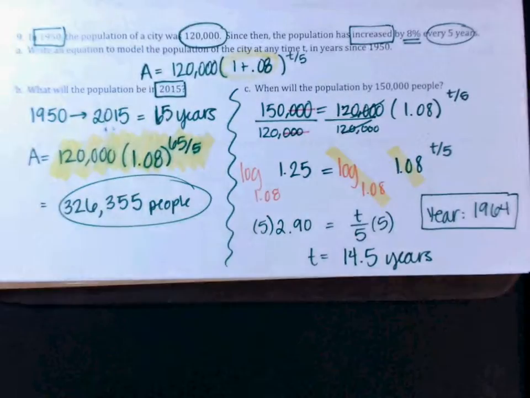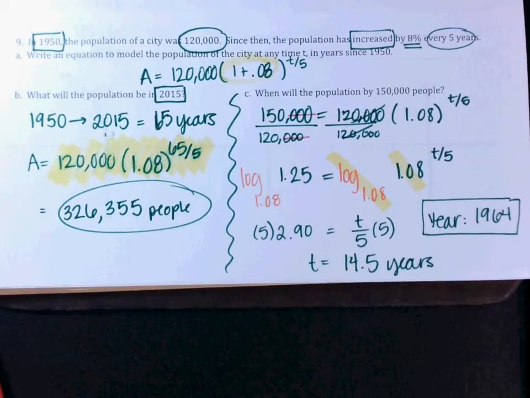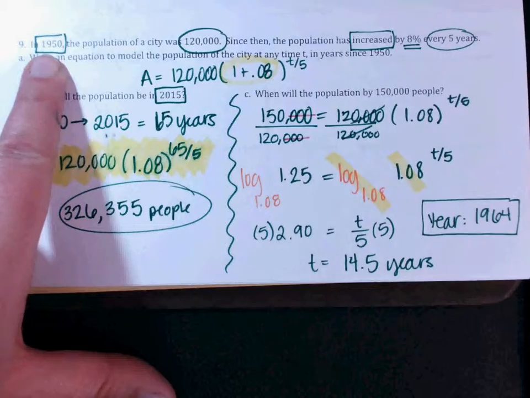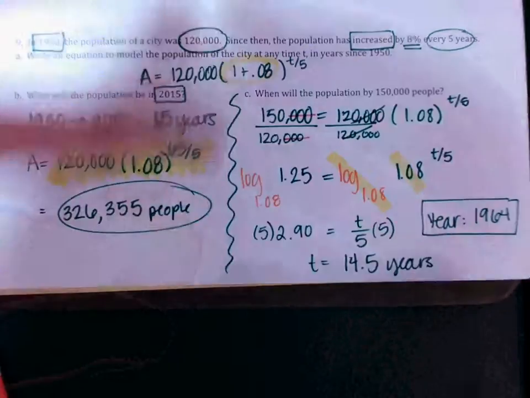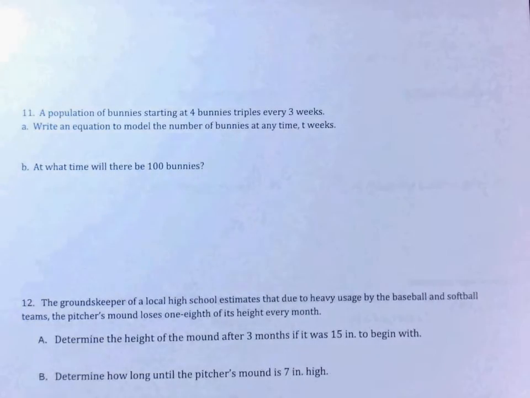Because I added it to 1950, you would add the 14 years. So it'd be like halfway through 1964. Okay, turn the page. Your goal should be to get to number 12 and have it done. Then we'll do the second half tomorrow.